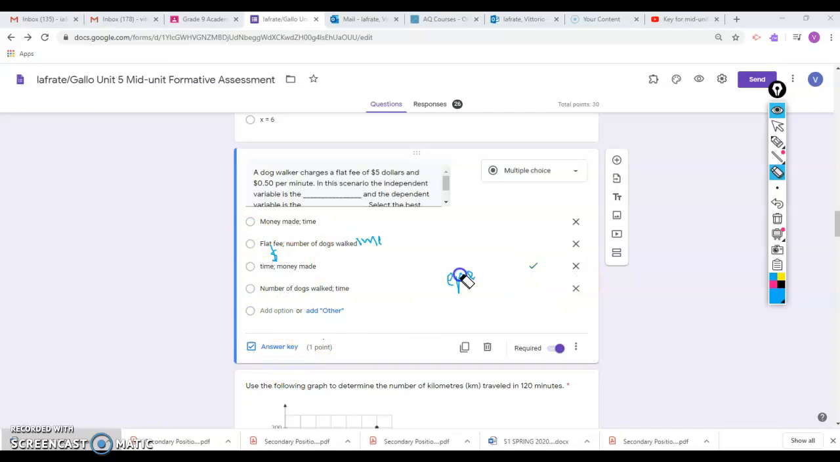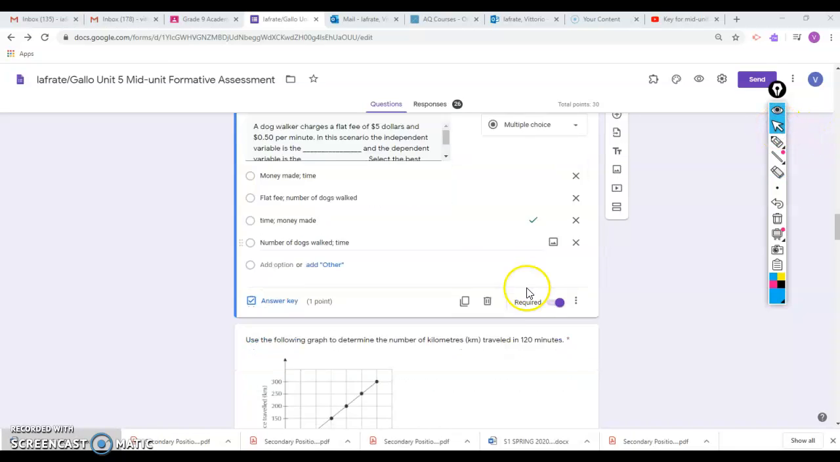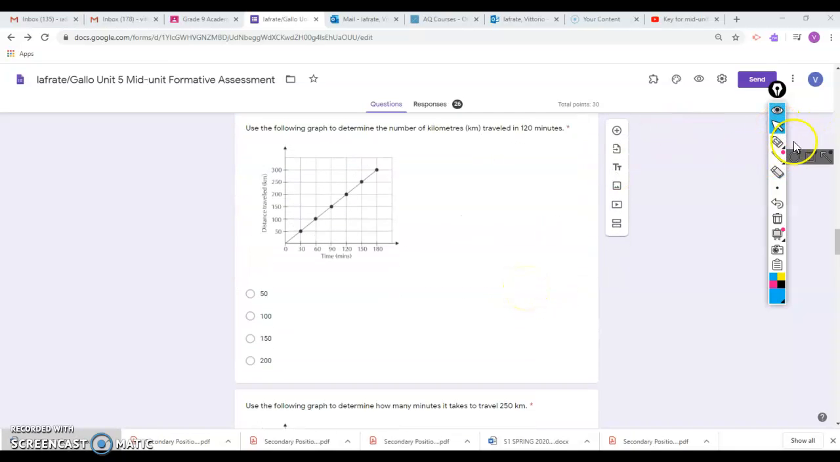Let's go on to our next question. So here we have a graph, and we want to find some information based on the graph. How many kilometers were traveled after 120 minutes? So the 120 minutes, that's on the x-axis, and the kilometers, that's on the y-axis. So we just have to go find the 120 on the x-axis, and then see where that goes up to on the line to the y-axis.